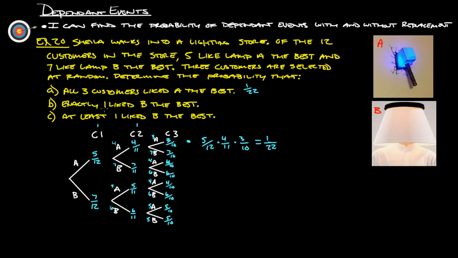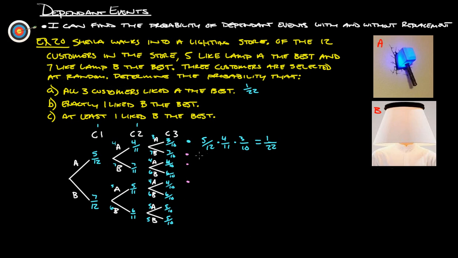Okay, exactly 1 liked B the best. So that means, let's see, that would be AAB. So that would be, let's do this a different color. So here's 1 that likes B the best. This is an ABA. There's 1 that likes B the best. That's 1 B and 2 A. So that's exactly 1. That is 2 B's. That's 2 B's, and that's all 3 B's. So it's going to be these 3.